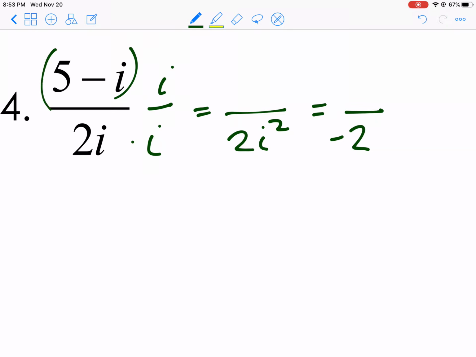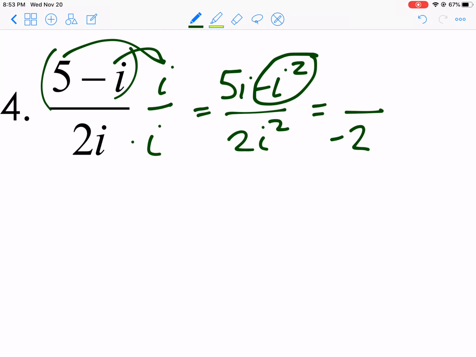Okay, this is a binomial times i, so I've got to take each term times i. 5 times i is 5i. Negative i times i is negative i squared. Since negative i squared is negative times negative 1, it's going to be positive 1. And then we have plus 5i, and that's the end.